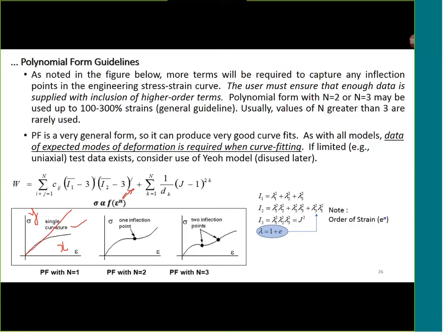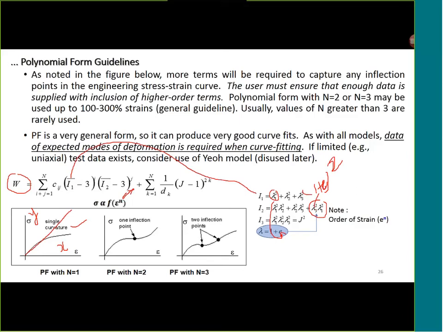You may wonder, in this strain energy function, where is strain coming? We are not using the strain anywhere here. But remember that this invariant is nothing but a function of stretch, and the stretch is nothing but a function of strain. So let us look at this particular term. This is nothing but 1 plus strain squared. This particular term is nothing but this square.